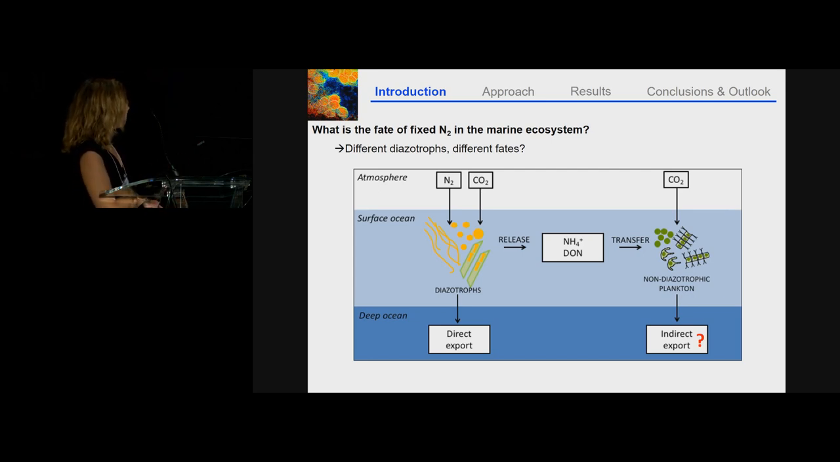So depending on which of these two scenarios is dominating, the effect on organic matter export, or the biological carbon pump, is going to be different. If diazotrophs are just sinking, they're contributing to direct export, whereas if the fixed nitrogen is transferred to somebody else, it is the export of the latter that will contribute. So we are trying to compare these two modes of export and what's the role of fixed nitrogen on them.